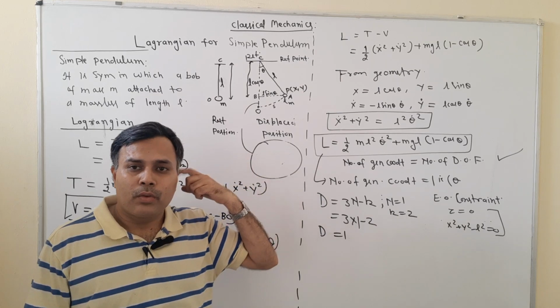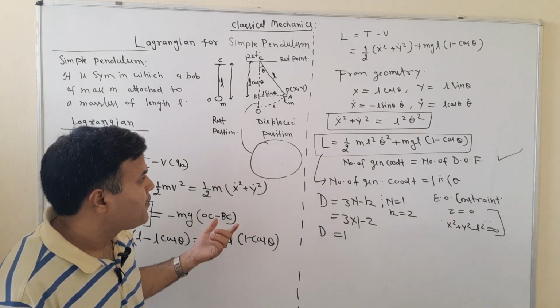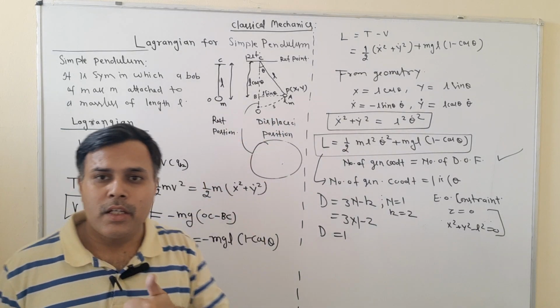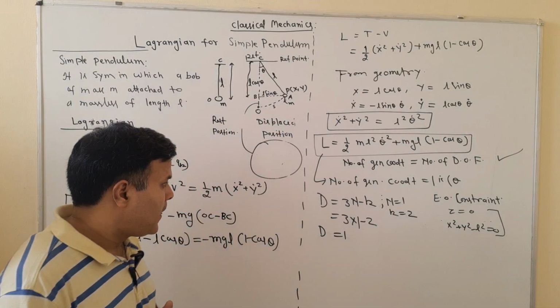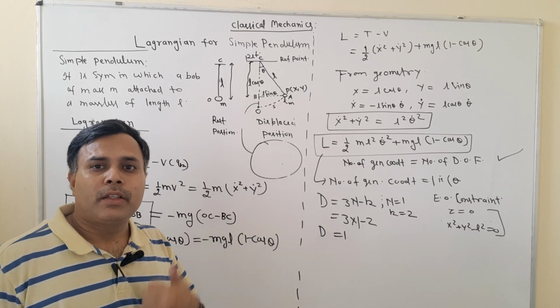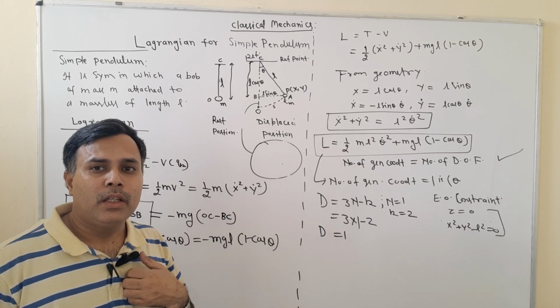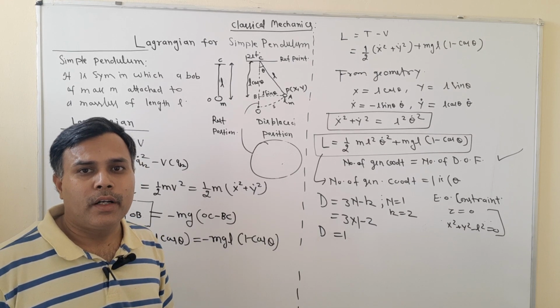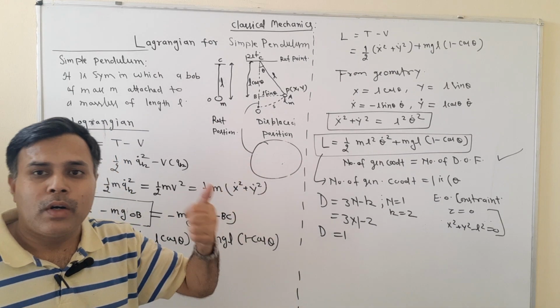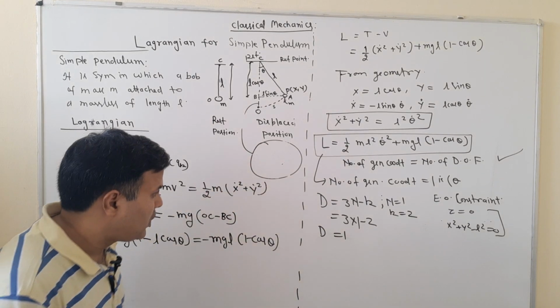pendulum can move. So what questions can be asked here? There is a variety of questions. For example: set up the Lagrangian equation of motion. Write down the equation of constraints. Write down the degree of freedom. Write down the number of generalized coordinates. So there are so many questions corresponding to this one physical system that can be asked.